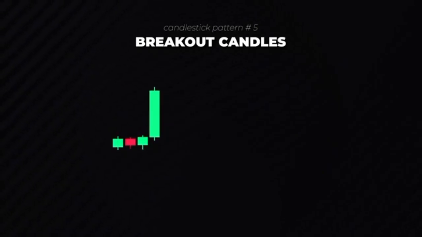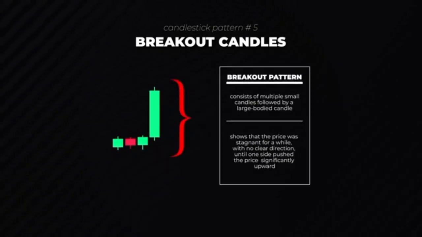Moving on to pattern number 5, which is breakout candles. This is a type of candlestick pattern where we have multiple small candles with small bodies forming, followed by a large-bodied candle. This pattern shows that the price was stagnant for a while, with no clear direction, until one side, buyers in this example, pushed the price significantly upward.